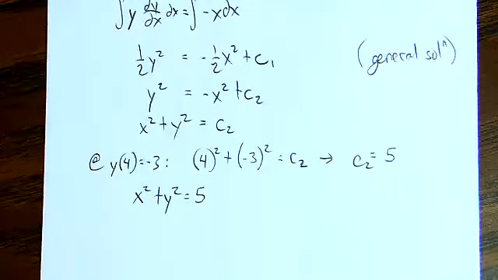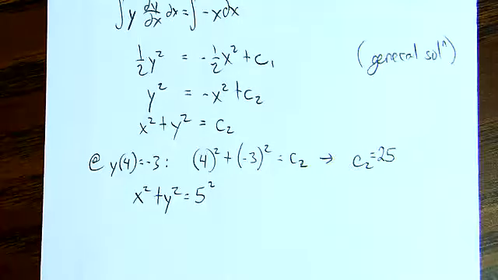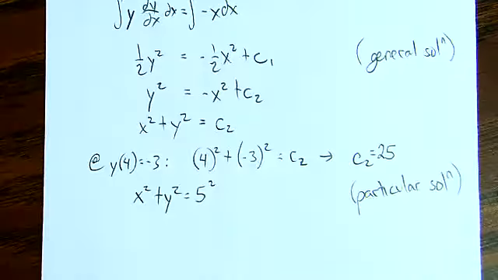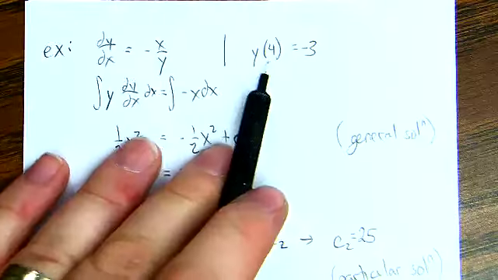It turns out 4 squared is 16. -3 quantity squared is 9. 16 and 9 actually make 25. I was skipping ahead to it's equal to 5 squared because this is the equation of a circle with radius 5. This is called the particular solution. It is the solution to a differential equation which meets the condition. It has to fit through this point.